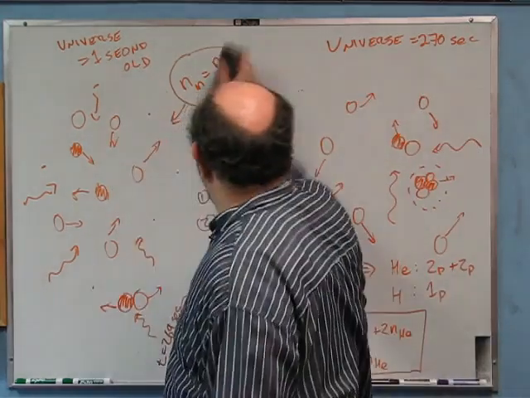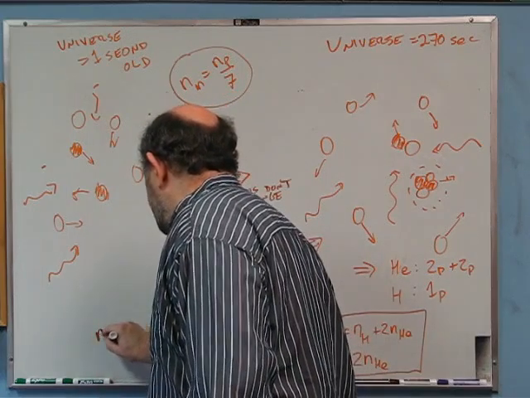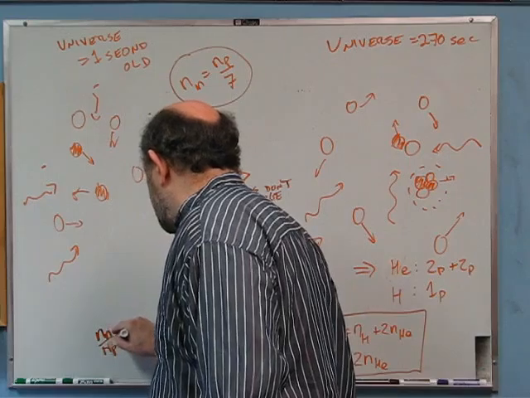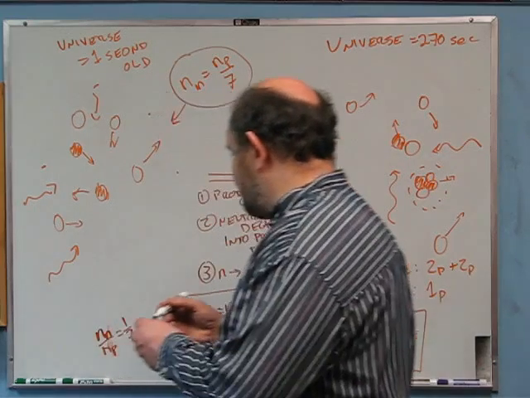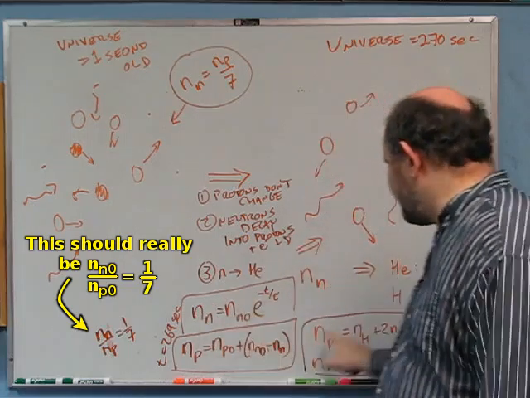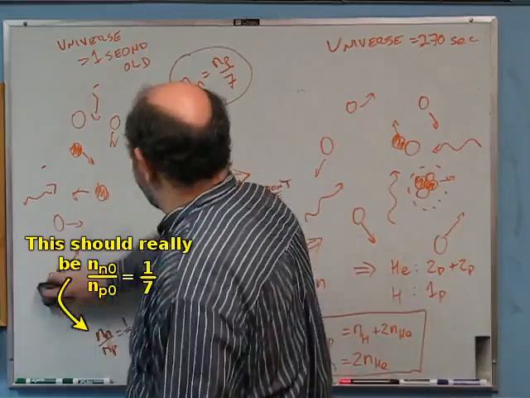And then the one other thing, I'm going to write this number down here so it's all in one place. The number of neutrons divided by the number of protons when we start is 1/7. So we know relative to protons how many we started with, we can figure out how many decay, we ought to be able to figure out what these are. So let's now play with the math and see if we can make that work.